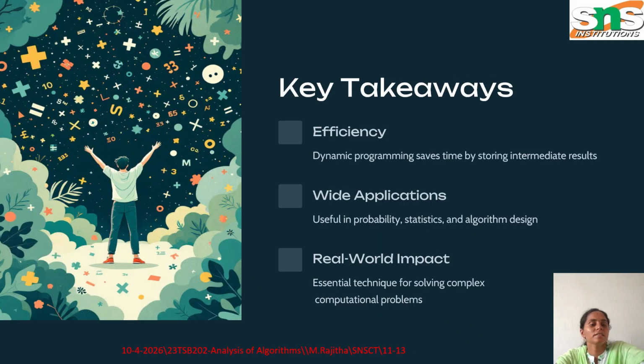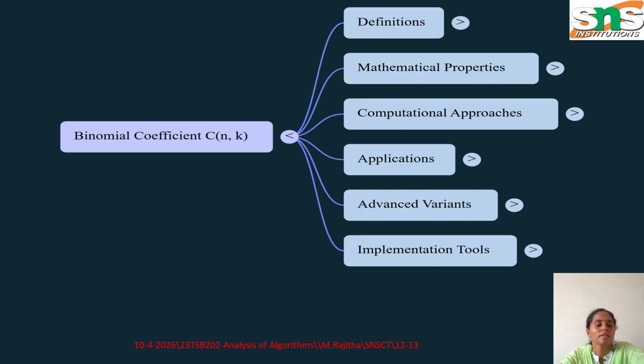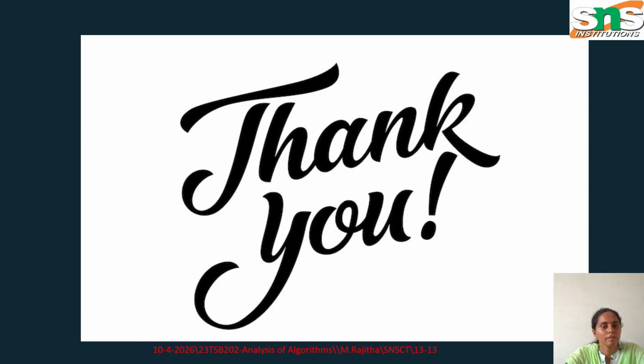So, key takeaways. Dynamic programming improves efficiency by storing results. Binomial coefficients are widely used in many fields. This method is essential for solving complex computational problems. Understanding this concept helps in designing optimized algorithms. This is the mind map for binomial coefficient. Thank you.